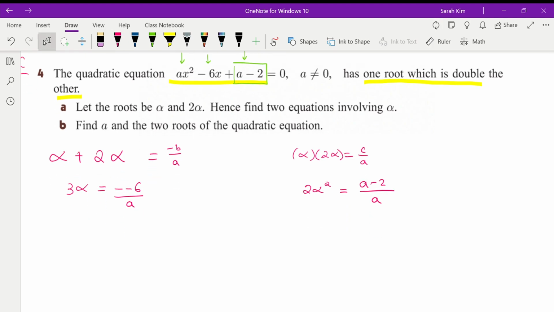So I'm answering question a. It's wanting me to find two equations involving alpha, so we can rearrange to find alpha. So if I rearrange this, I get alpha equals 6 over a, and then divide by 3 because I've got a times 3, so I divide both sides by 3. So alpha equals 2 over a. So that's perfect so far. I'll highlight it because that might be useful.